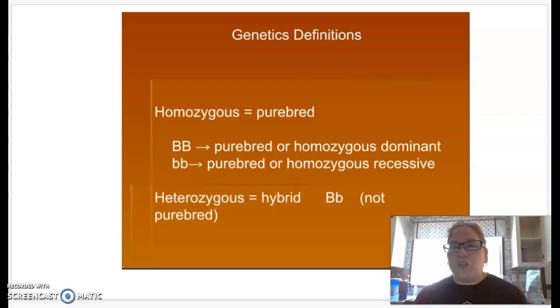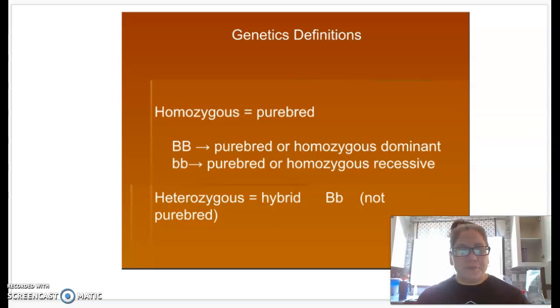extremely important. The first one is called homogeneous. This is purebred, which means these are going to have the capital letters. This is a purebred dominant gene. And then you have the small letters, which are the lowercase letters, the bb. This is a homogeneous recessive gene. This means that the gene is in there, but it may not come out depending on the mixture of the parents. And then we have our heterogeneous. This is a hybrid. This is a combination of both of the alleles from both of the parents.